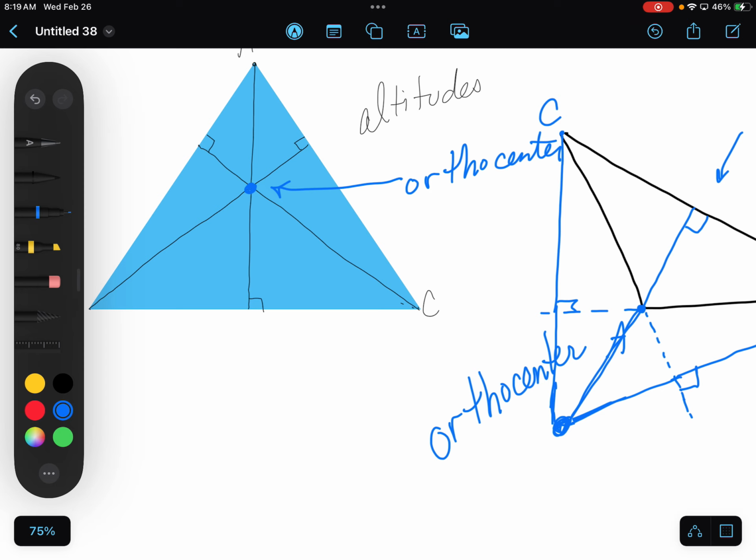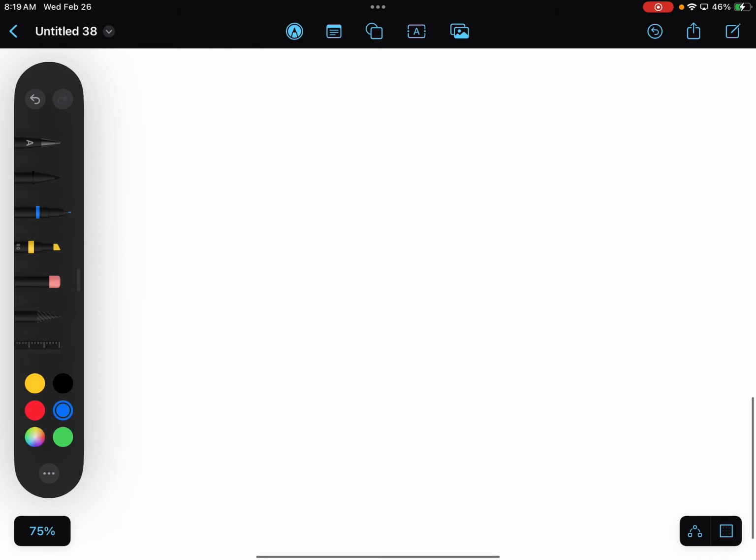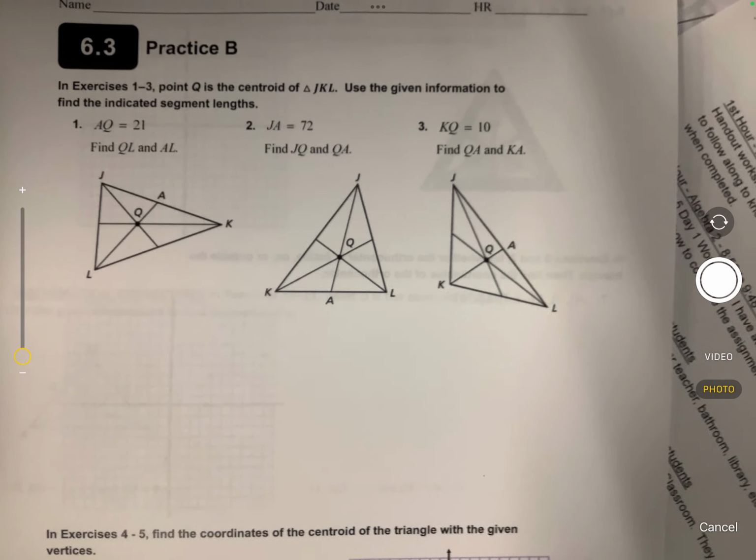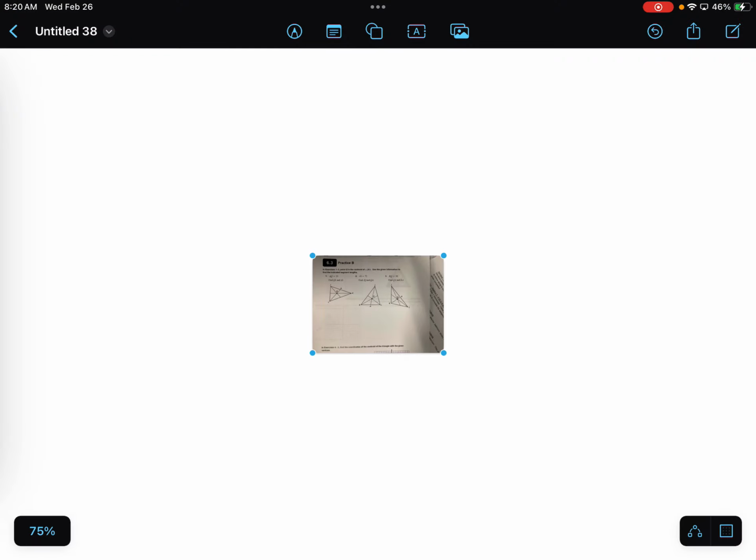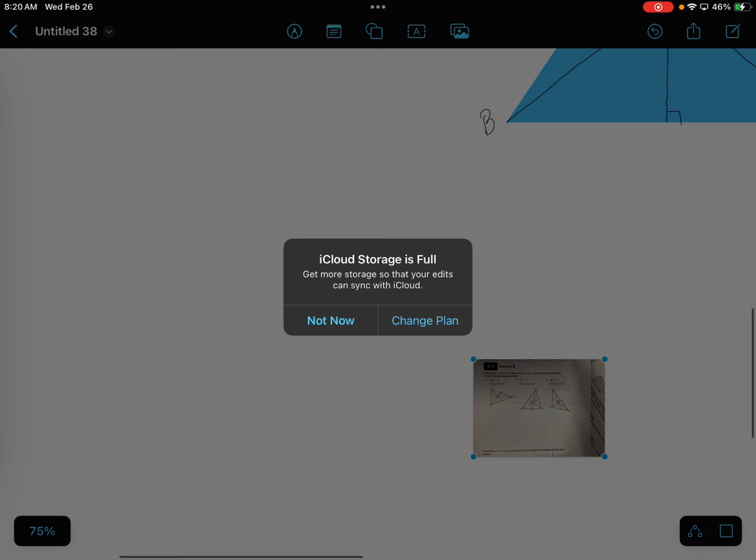Okay? So, on to your worksheet. Some of this stuff is going to be just like yesterday's.